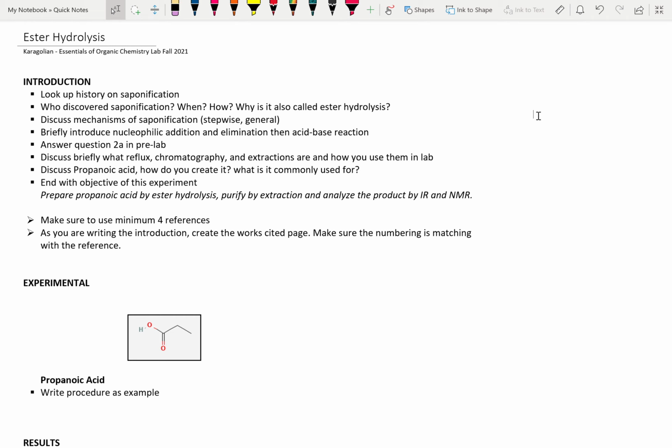Then go into discussing the mechanism of saponification stepwise, but this is going to be your general mechanism. So it's not what we're doing in the lab. So it's the general mechanism of saponification. And then briefly introduce nucleophilic addition and elimination, and then discuss the acid-base reaction. After that, you can go into answering question 2A in the pre-lab.